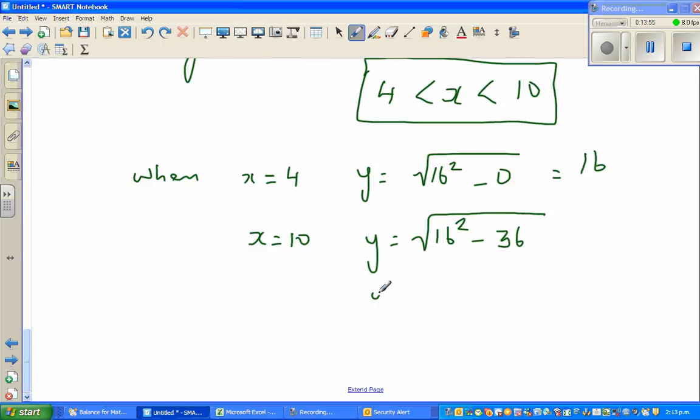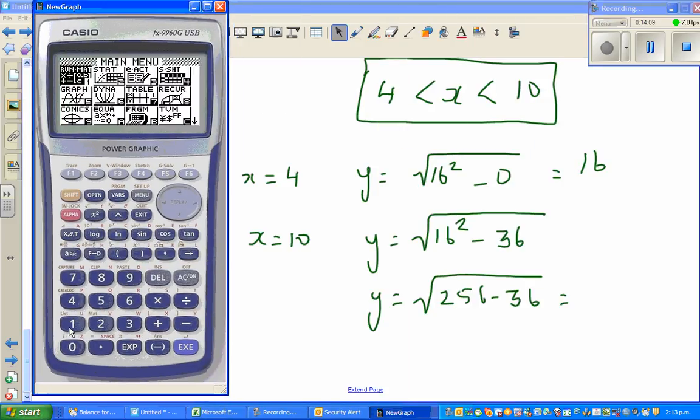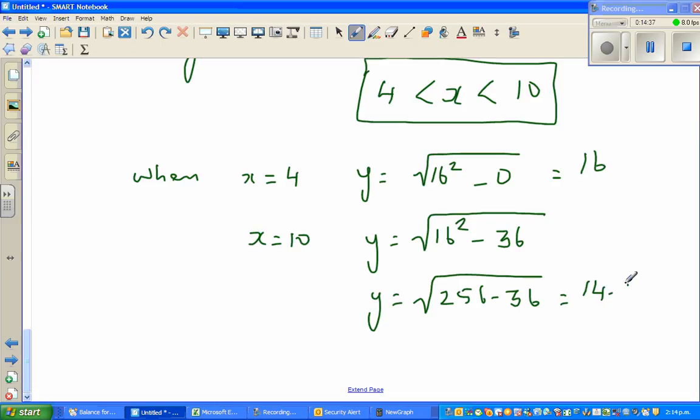So Y is equal to square root of 256 minus 36, so let me use a calculator. Menu, run. Shift square root of 16 squared minus 10 minus 4 squared. Will it work? So it is 14 point something. So your maximum profit, you can say this is 14.8. So you can say Y is greater than 14.8 and less than 16.